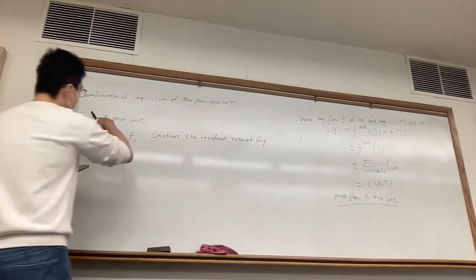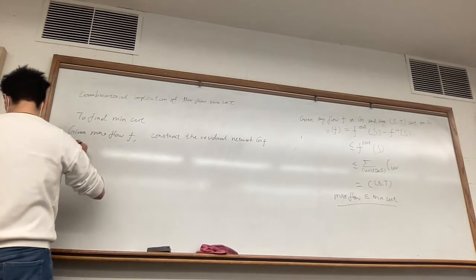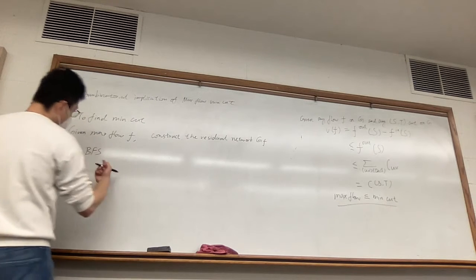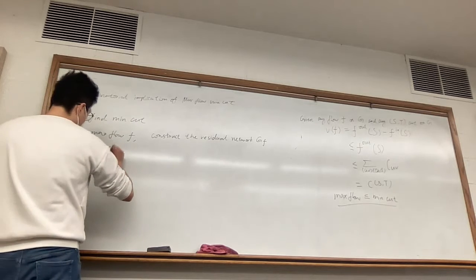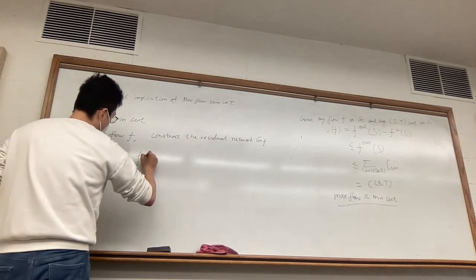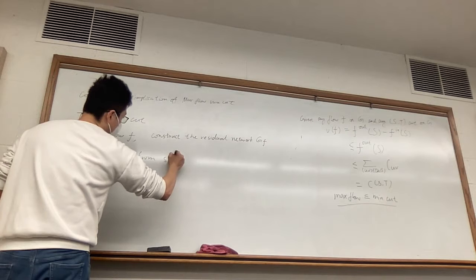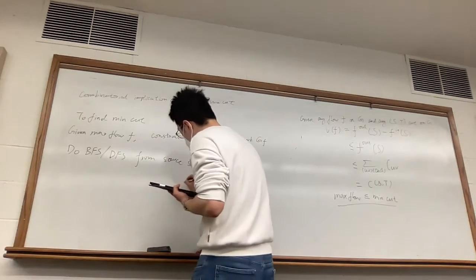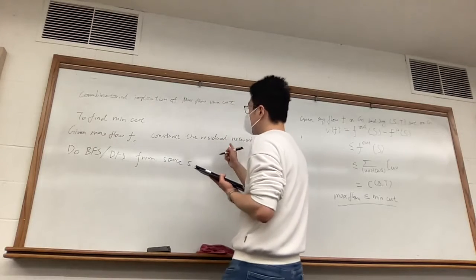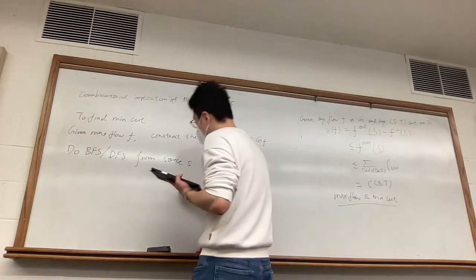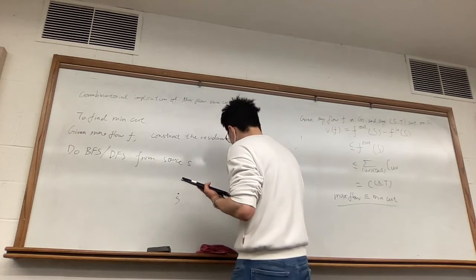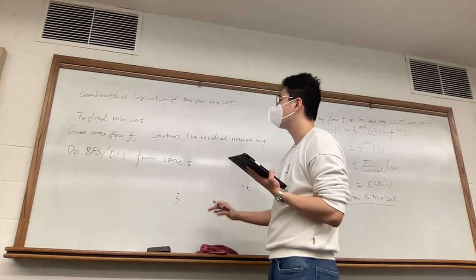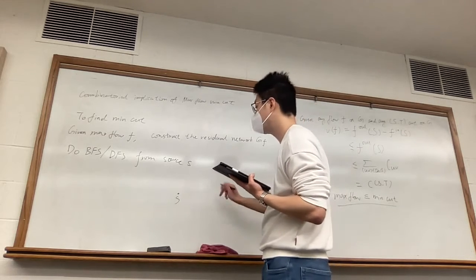So to find the minimum ST cut, what you need to do is do BFS, or you can also do DFS, whatever, from your source S. So what does this mean? Suppose you have already constructed the residual network GF, and then you do BFS from your source node S. What does a BFS return? It returns all the nodes that are accessible to S, right, in the residual network.